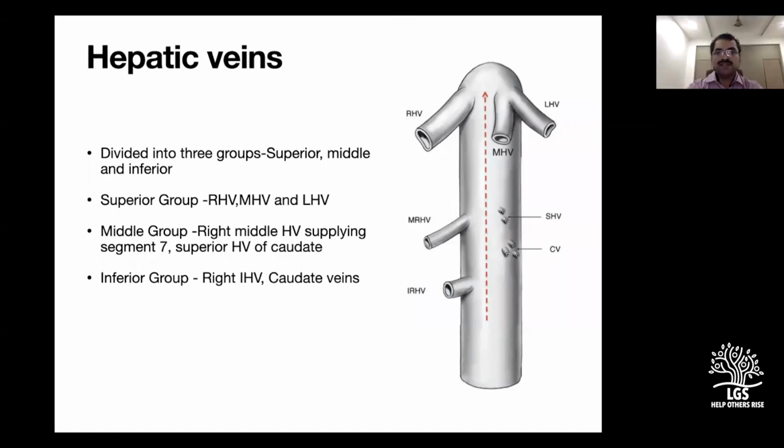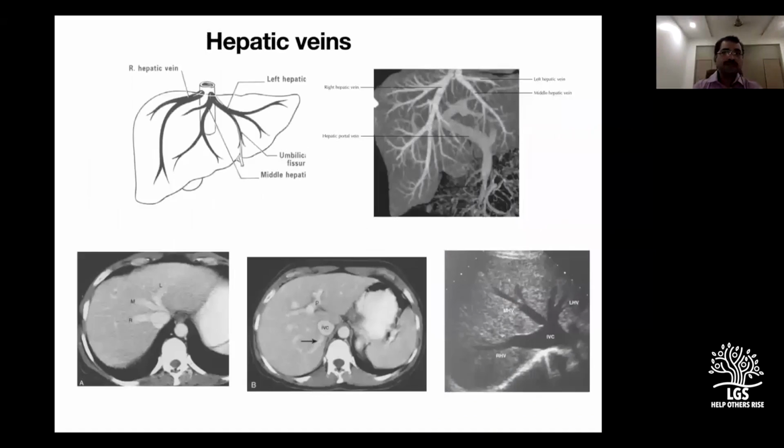So the veins of the liver can be divided into superior, middle, and inferior groups. The superior group comprises the right hepatic vein, middle hepatic vein, and the left hepatic vein. The middle group is the middle right hepatic vein, or the superior hepatic vein of the caudate lobe. And the inferior group is the right inferior hepatic vein and the caudate veins. So these are the hepatic veins.